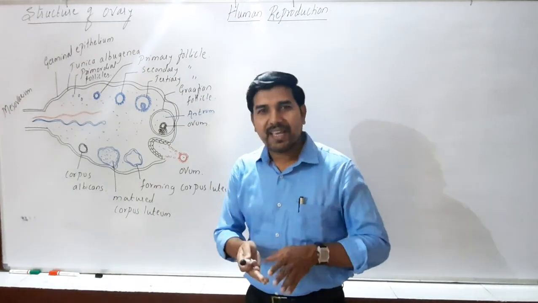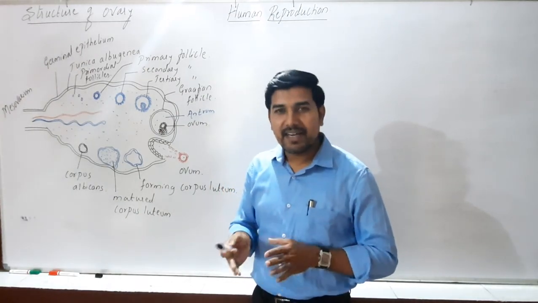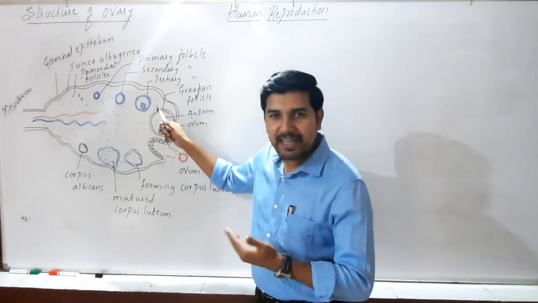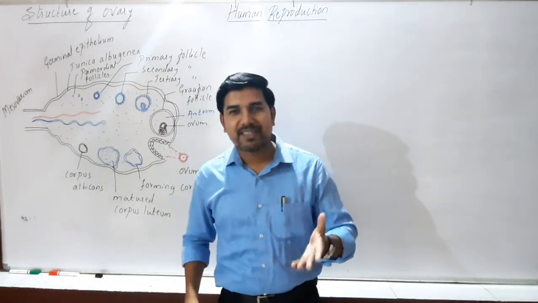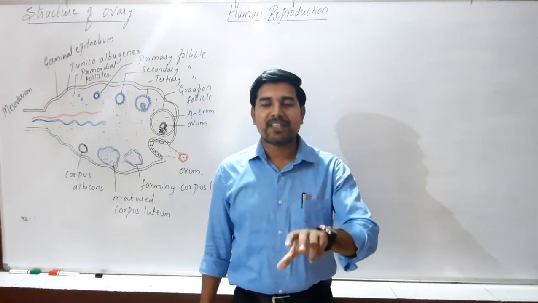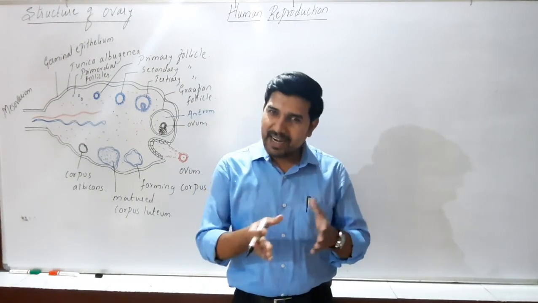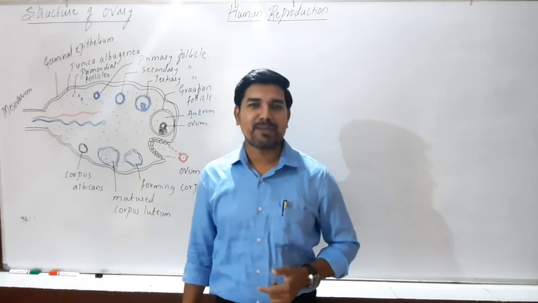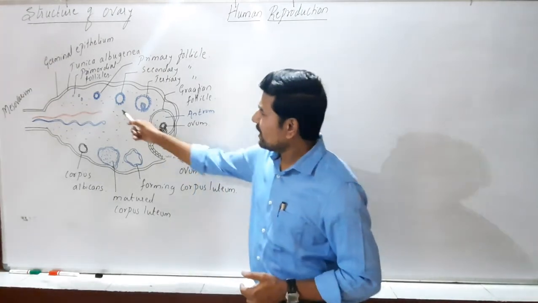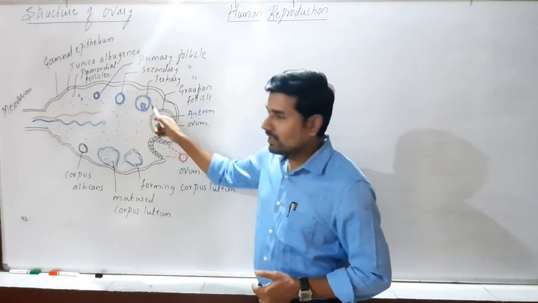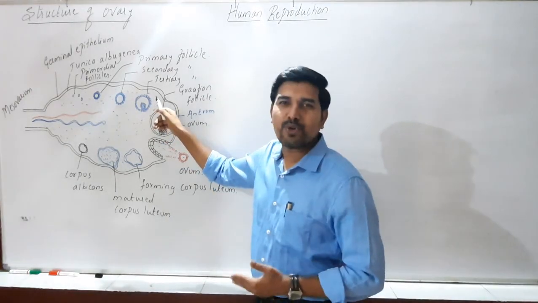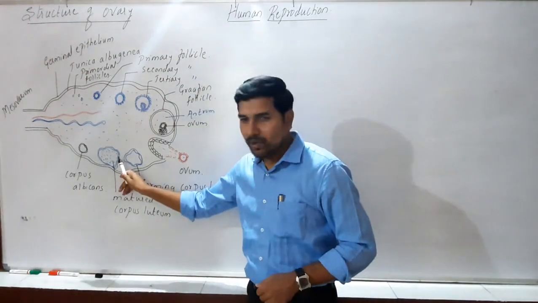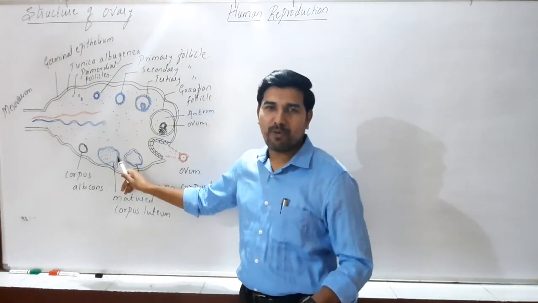Now, which cells of the ovary secrete estrogen? The growing follicles will secrete estrogen. Remember, estrogen is the female sex hormone that is responsible for maintaining the secondary sexual characters of the females also. It also helps in development of the reproductive system in the females. And hence, the follicular cells will produce the estrogen hormone, which maintains the femaleness, and the corpus luteum will produce the progesterone hormone.